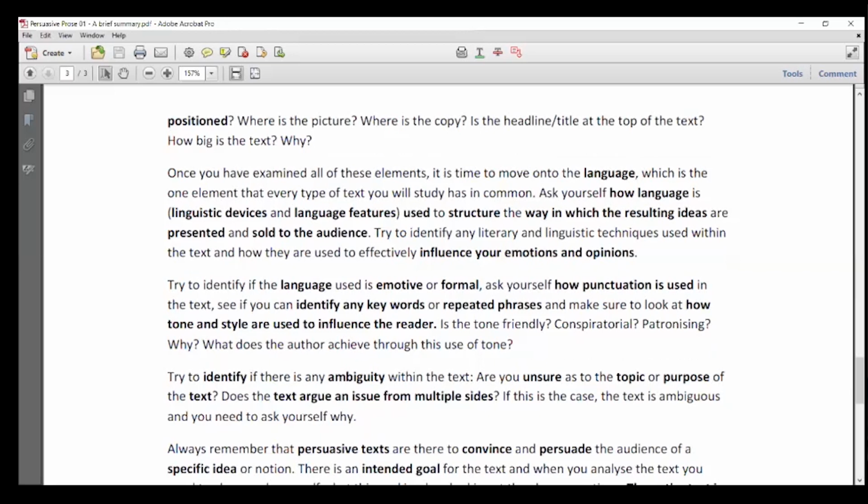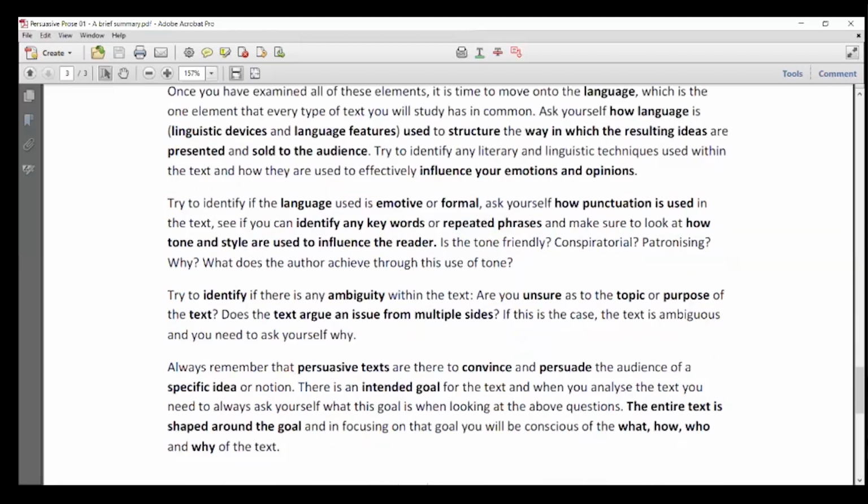Try to identify if there's any ambiguity within the text. Are you unsure as to the topic or purpose of the text? So that's ambiguous. You see double meanings, text with meanings that are not clear, or maybe two meanings. Meaning is not always clear, and it may be ambiguous. And if it's ambiguous, you need to justify how or why it is like that. You can't just say that this is ambiguous and not explain. Does the text argue an issue from multiple sides? If this is the case, the text is ambiguous and you need to ask yourself why.